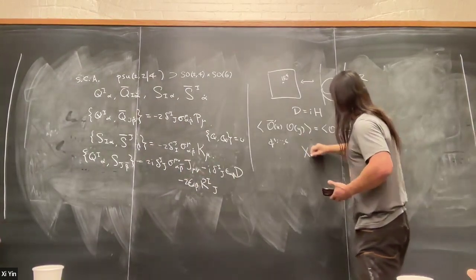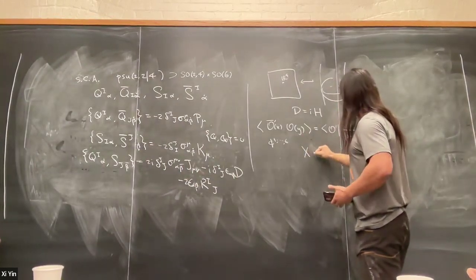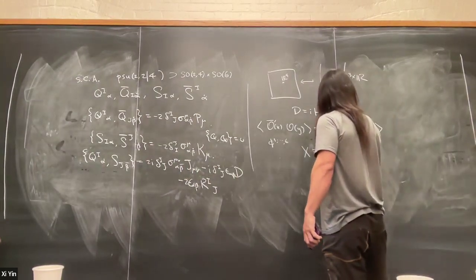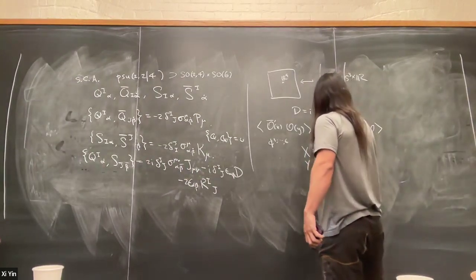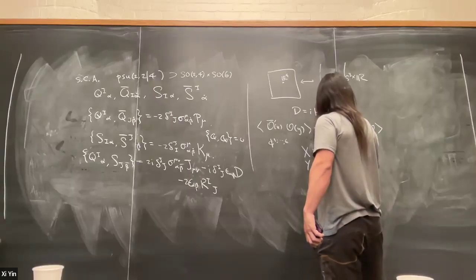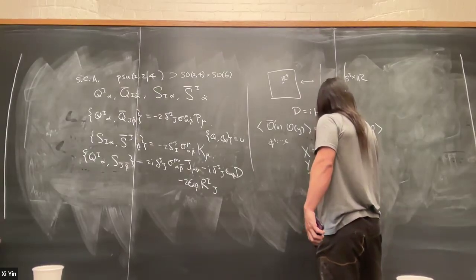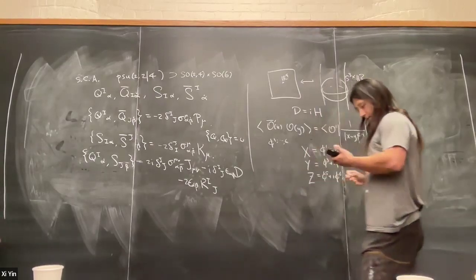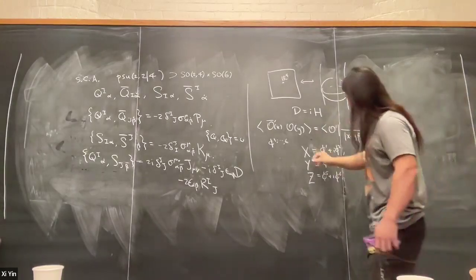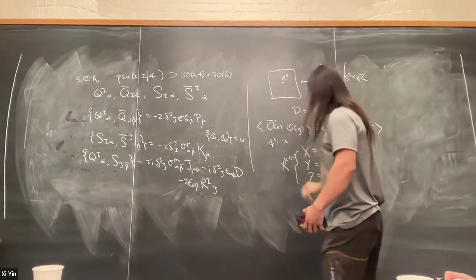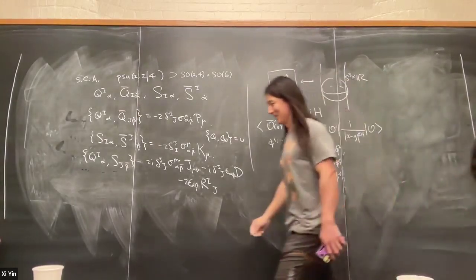Actually, for now, let me call them X, Y, Z. X is phi1 plus i phi2, Y is phi3 plus i phi4, and Z is phi5 plus i phi6. But I will also call these X_a, where a runs over 1, 2, and 3, so that some of the formulas are easier to write.